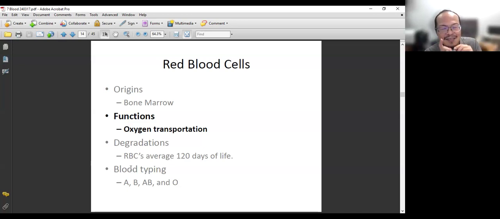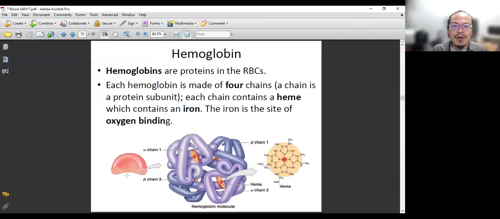Red blood cell is just a cell, and its function is to carry oxygen. But what is the thing that really captures the oxygen in the red blood cell? The thing we are going to talk about is called hemoglobin, all right? Hemoglobin is the protein inside of the red blood cell.